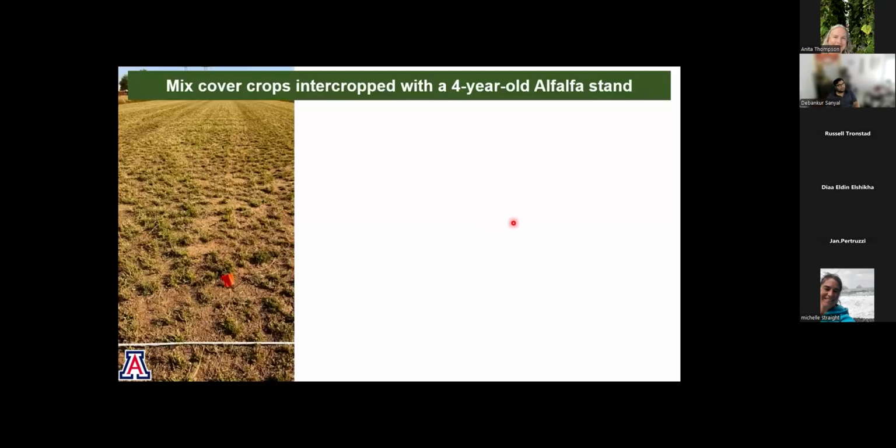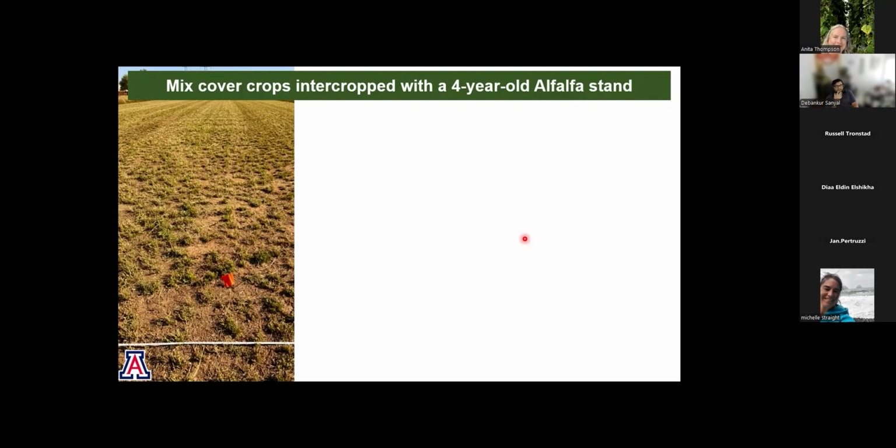And then we were working with one grower in the valley near Glendale, Peoria area, and he had an alfalfa stand like this. It was a 4-year-old alfalfa stand that we took some photos of, and he said, "Can we do something with it? Because the growth is so little, you cannot really harvest it. So it's a lost cause." It's a lost resource that growers cannot do anything with.